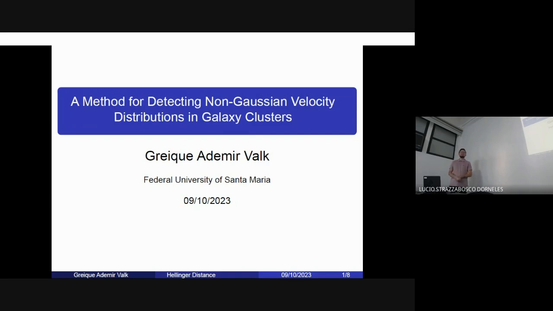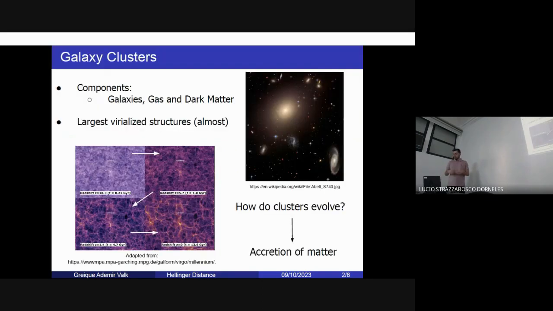Good morning to everyone. My name is Greg, and today I will present a method for detecting non-Gaussian velocity distributions in galaxy clusters. Basically, I will present some preliminary results about the work that I did in the last week. We are trying to translate an R code to the Python language, and the R code was made by some collaborators.